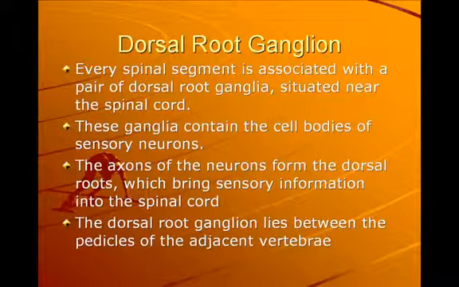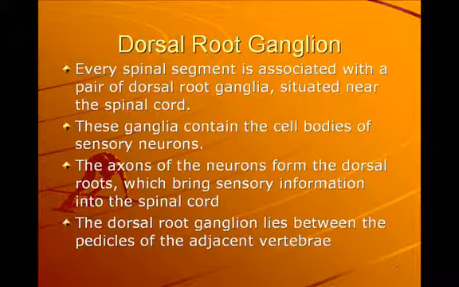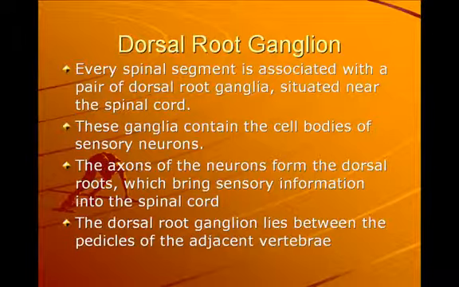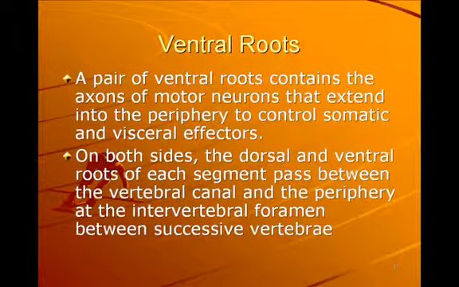Now, the dorsal root ganglion. Every spinal segment is associated with a pair of dorsal root ganglion. They are situated near the spinal cord. These ganglia contain cell bodies of sensory neurons. The axons of the neurons form the dorsal roots, which bring sensory information into the spinal cord. The dorsal root ganglion lies between the pedicles of the adjacent vertebrae. Please refer back to the illustration to see exactly what I mean anatomically.